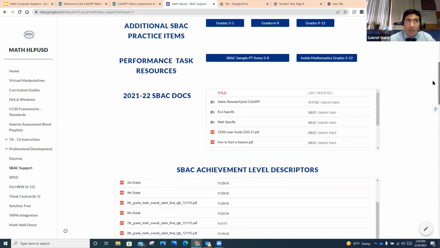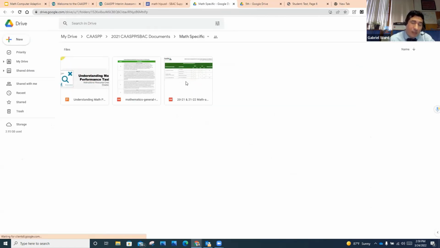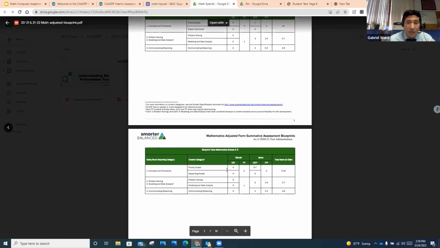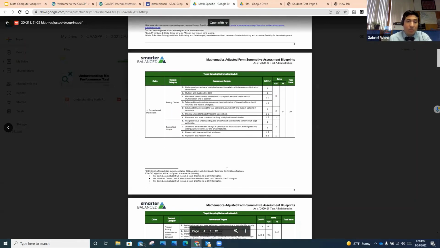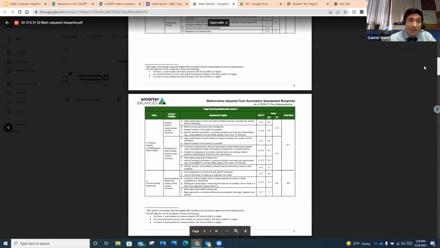So earlier we talked about, oh, if you weren't sure what was going to be assessed specifically, those blueprints that we alluded to here on 21-22 SBAC docs, you could click on math specific. And then you'd be able to find those adjusted blueprints for both last year as well as this year, the same ones. I'll open that now. You can see what I'm talking about. So here it says the overall for grades 3 through 5, and then those specific, for example, to grade 3, or those specific to grade 4. So whatever grade level you teach, you would be able to find the nitty-gritty details that SBAC has released for us for this year that, again, is an adjusted blueprint or basically modified, less items.